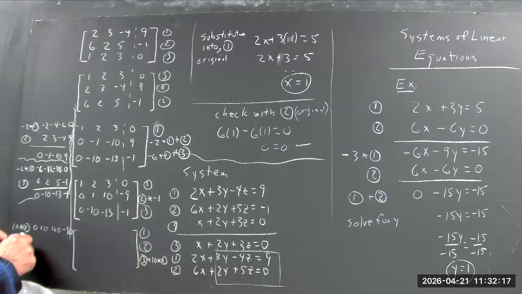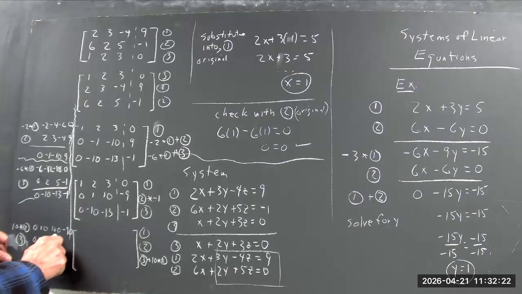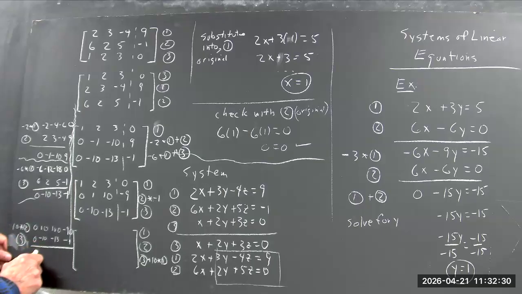The third row is 0, negative 10, negative 13, negative 1. When I add these, I get 0, 10 and negative 10 is 0, 100 minus 13 is negative 87, and negative 90 minus 1 is negative 91. And there's something wrong in this, but the process is what it is.